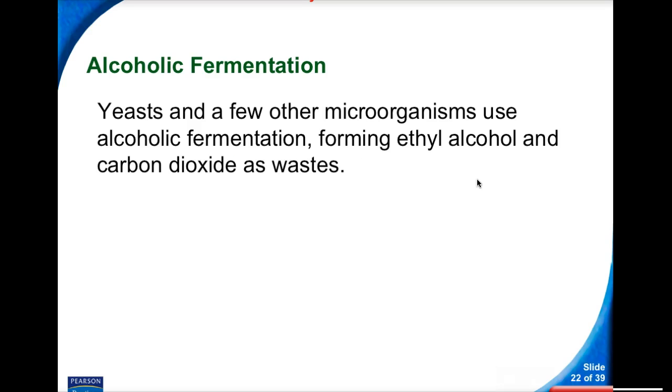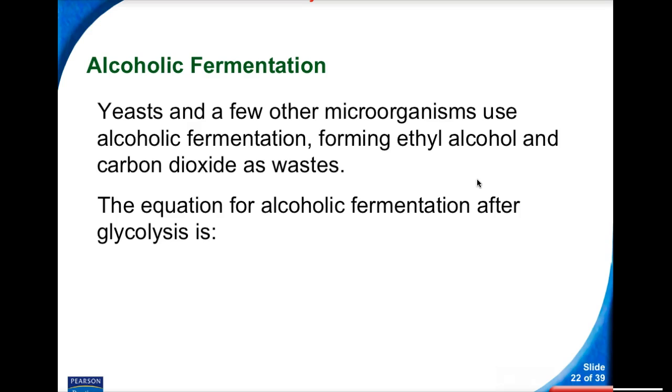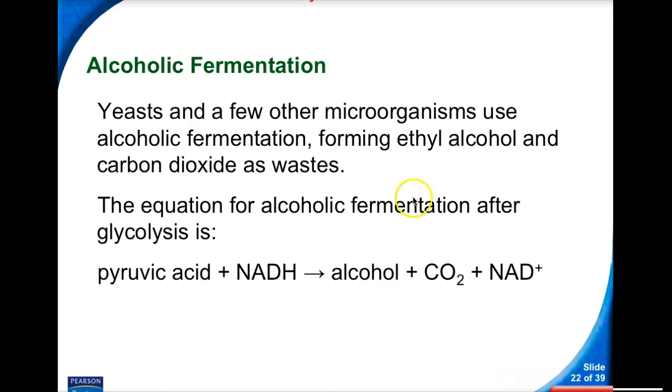The first one is a process called alcoholic fermentation. Alcoholic fermentation occurs in yeast, and a few other microorganisms use it. After glycolysis, pyruvate is going to be converted to ethyl alcohol and carbon dioxide as waste. The equation for alcoholic fermentation after glycolysis is pyruvic acid, which came from glycolysis, plus NADH yields alcohol, ethanol specifically, plus CO2 plus NAD+.